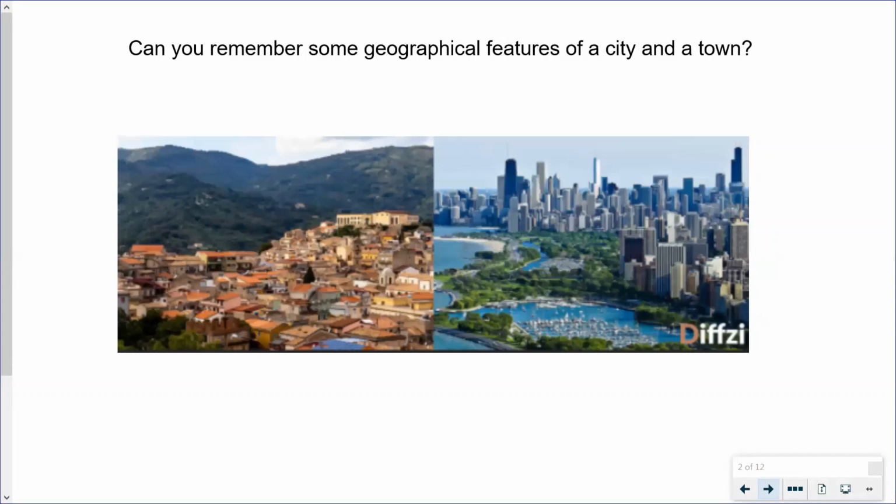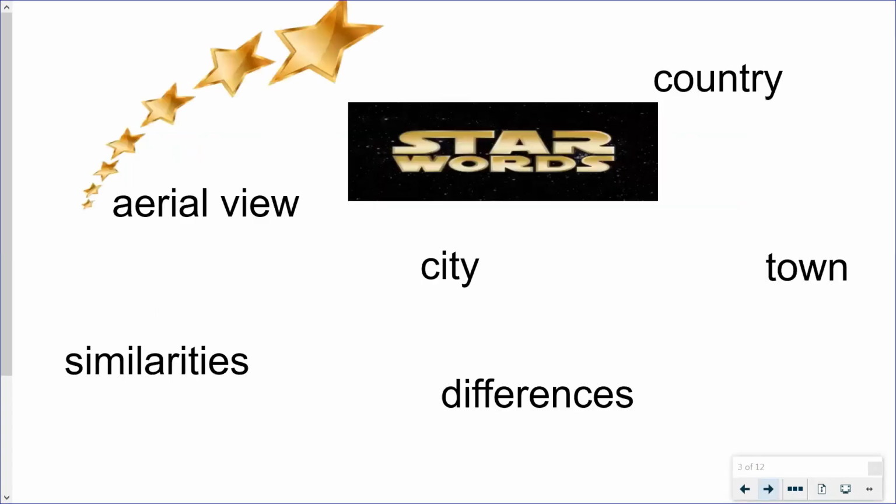Have a look at the photographs below. Which one do you think is a photograph of a city, and which one do you think is a photograph of a town? You can use what you know about the geographical features to decide. Were you able to do that? Fantastic. Well, thank you for telling me. The first one is a photograph of a town, and the other one is a photograph of a city. Fantastic. So let's move on and have a look at your star words for this week.